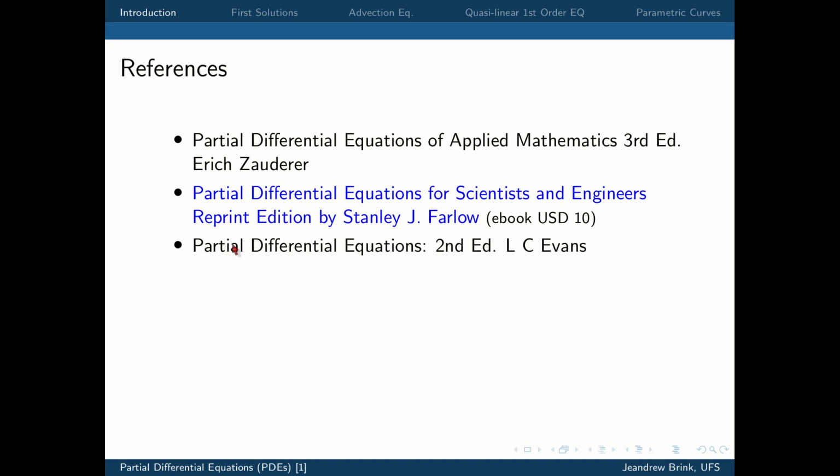Okay, this is also a very good book. This is a slightly higher level, more the rigorous math, and I tend to steer a course between the rigorous results and practical applications as well. This is Evans. It's a very good book.